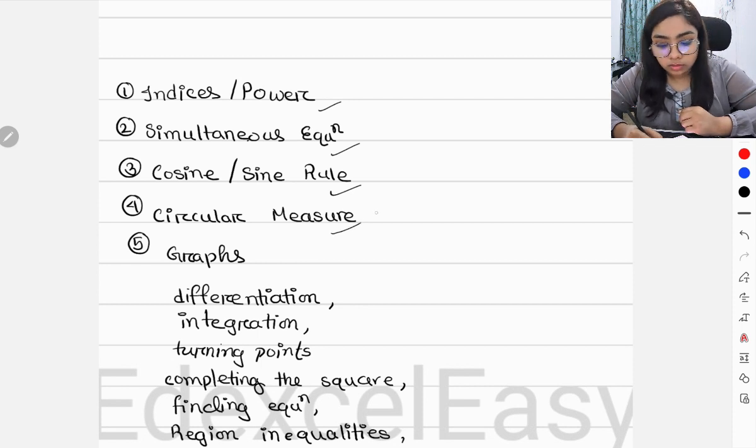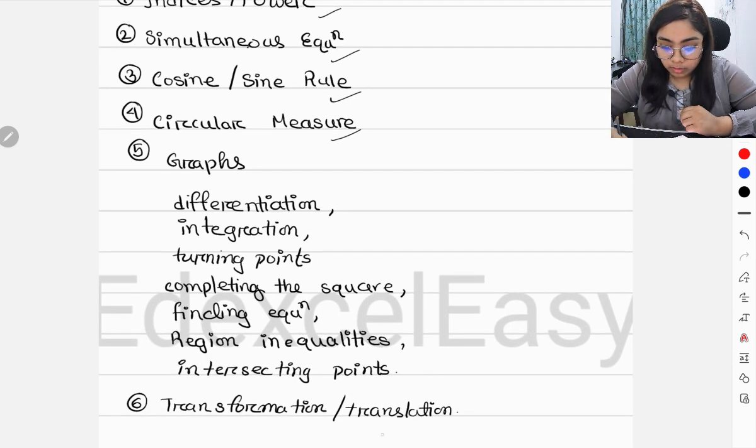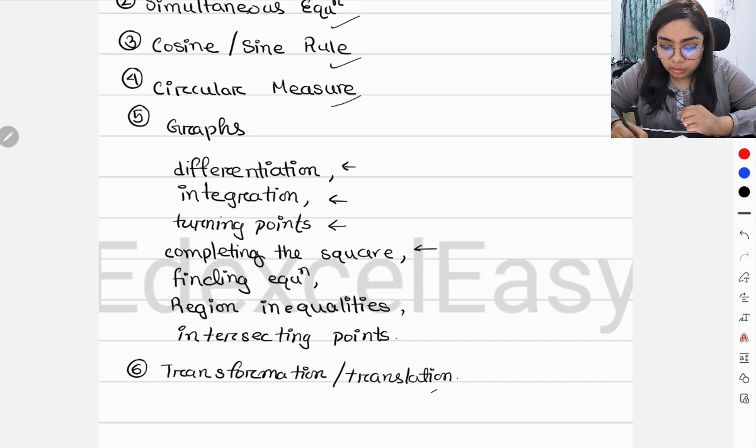rule with circular measures and transformation, translation, and then we'll start with graphs. Under graphs there are a lot of concepts involved. That means differentiation, integration, turning points, that is calculation of maximum and minimum coordinates, and then completing the square, finding the equation, then region with inequalities, and lastly intersecting point. After that there are also concepts of tangent and normal involved, right? All those things will be discussed in this entire video.